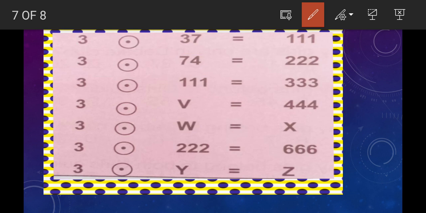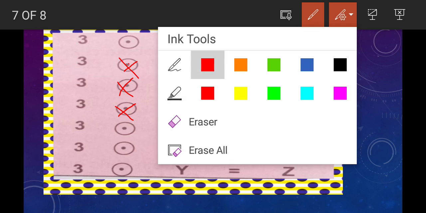Working with that knowledge, they now ask us in question 4 about 3 times v. This sign here in the middle is a multiplication sign. That is why you have 3 times 111 that gives us 333. So all these signs are multiplication signs.